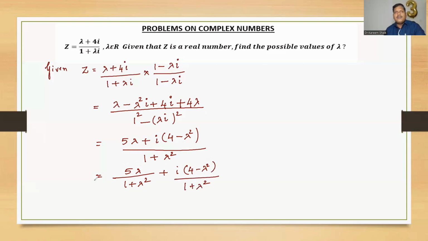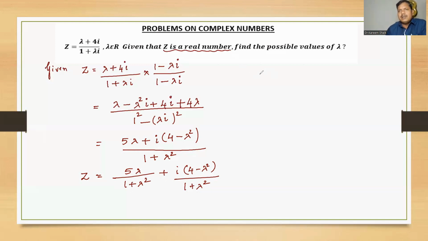Observe here, it is in the form of the general form of a complex number. That means what? A plus iota b. So here 5 lambda upon 1 plus lambda square is the real part of the complex number. 4 minus lambda square upon 1 plus lambda square is the imaginary part of the complex number. But in the question they have given very clearly that Z is a real number.